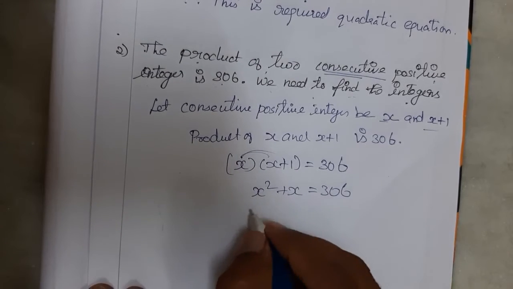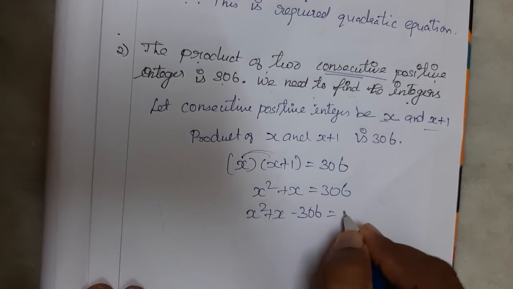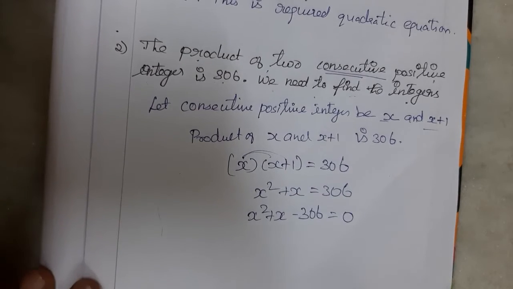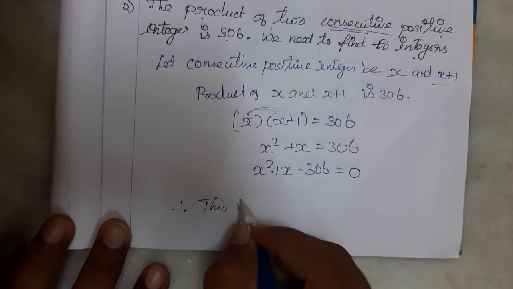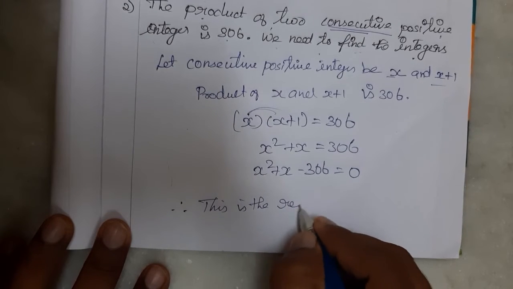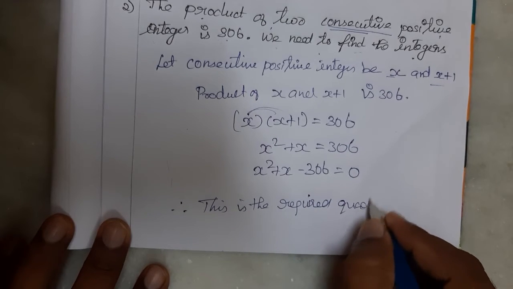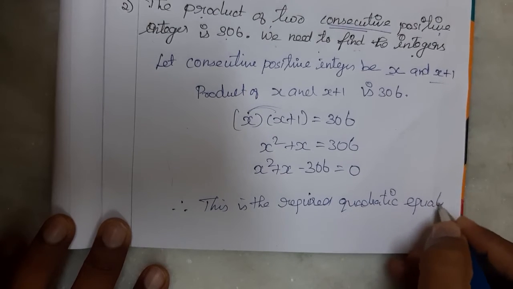If you bring this over, it will become x square plus x minus 306 is equal to 0. So it is in the general form of a quadratic equation, right? Therefore, this is the required quadratic equation.